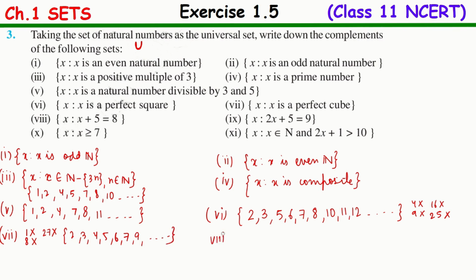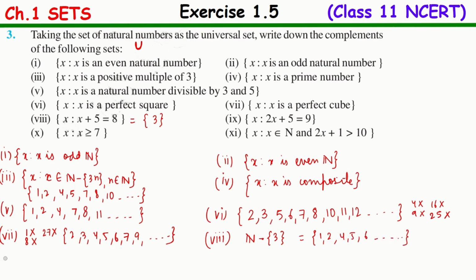Next is 8th part, which says that X plus 5 equals 8. So what is the value of X? X value is 3. So this is the set which contains only one element, which is 3. So we have to write the complement of 3. So what will be the complement of 3? All the natural numbers. We have to just remove one element, which is 3. So this set will look like 1, 2, we have to remove 3, 4, 5, 6 and so on.